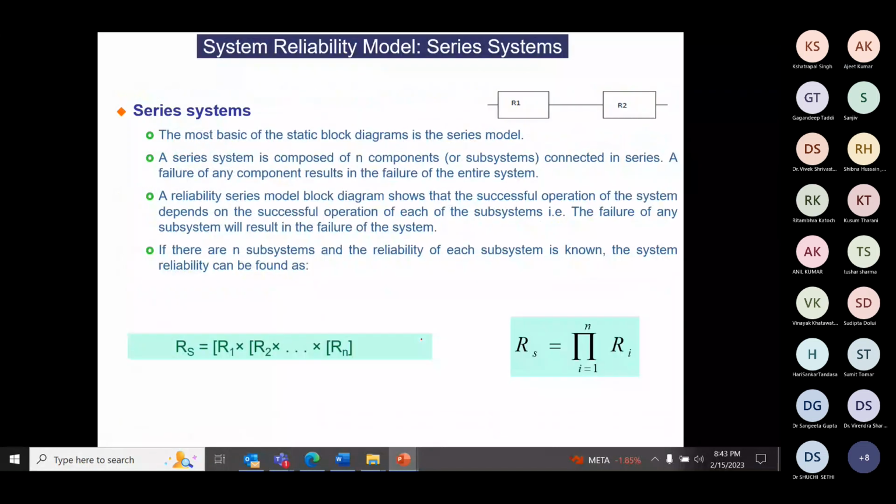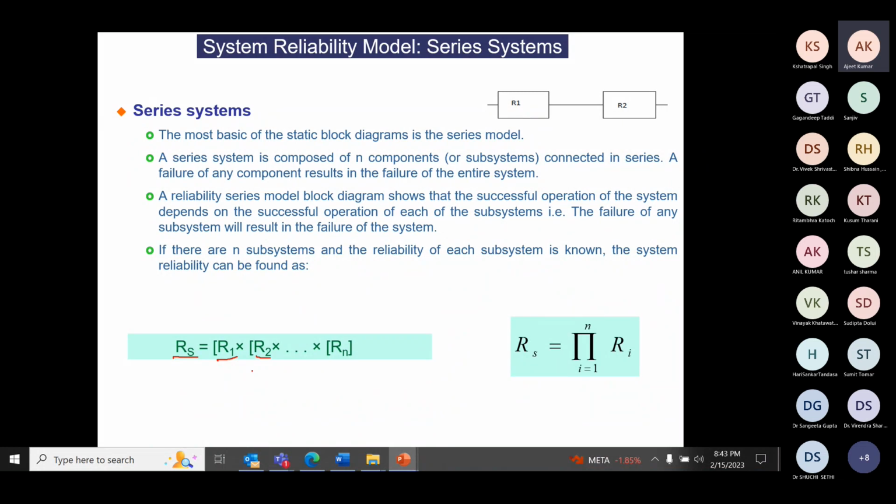So, series system. I told you that the reliability of this is known, R1, and R2. If two systems are in series, what is the reliability of the system? This is a simple system. The reliability of the system is simply R1 multiplied by R2. That's all. Very simple, class 2 mathematics.